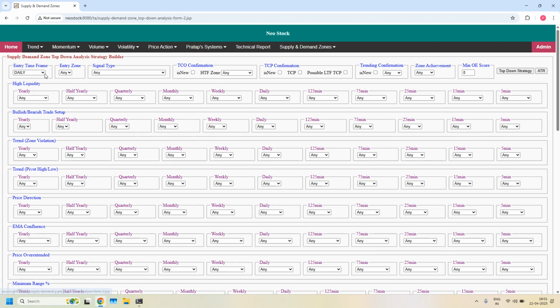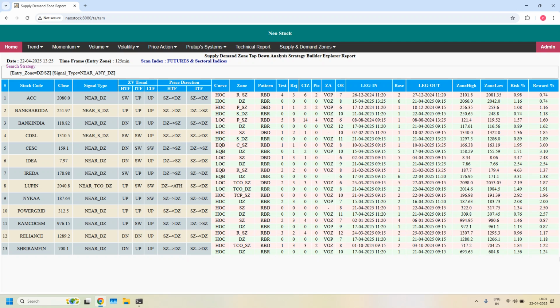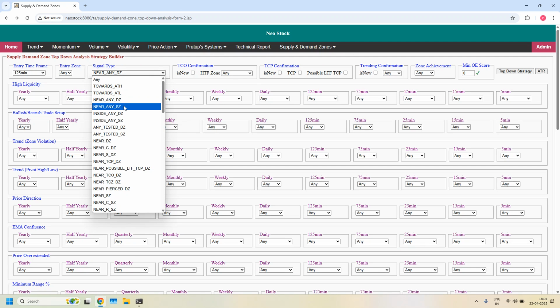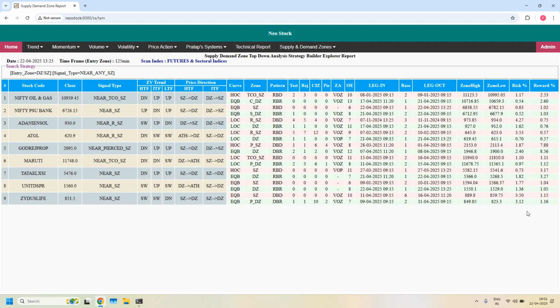The next time frame is 125 minutes. Stocks near 125 minutes demand zone. We got 13 stocks. Next, stocks near 125 minutes supply zone. We got 9 stocks.